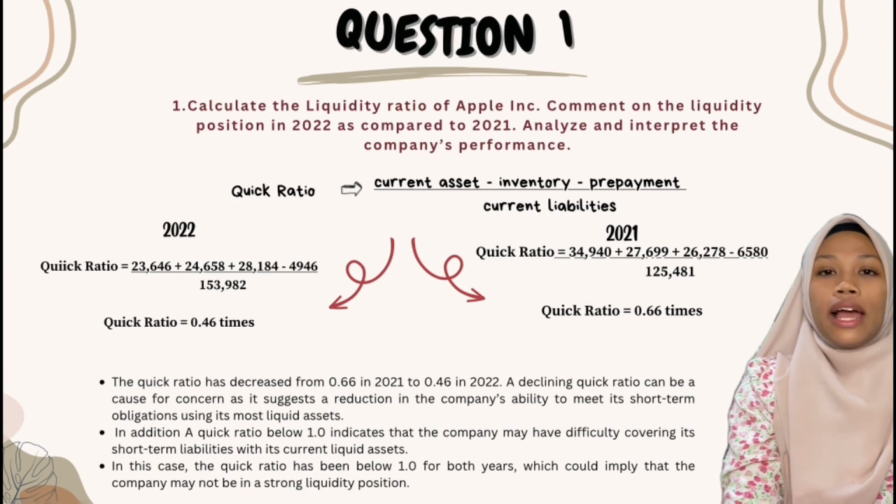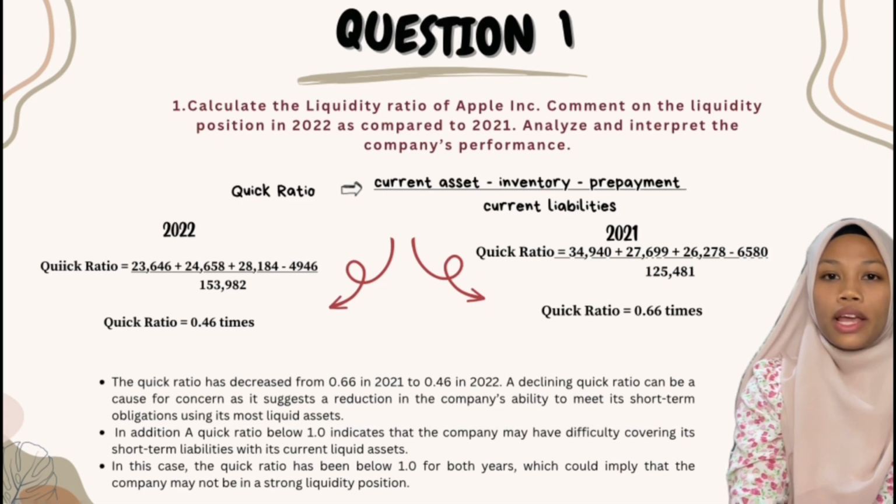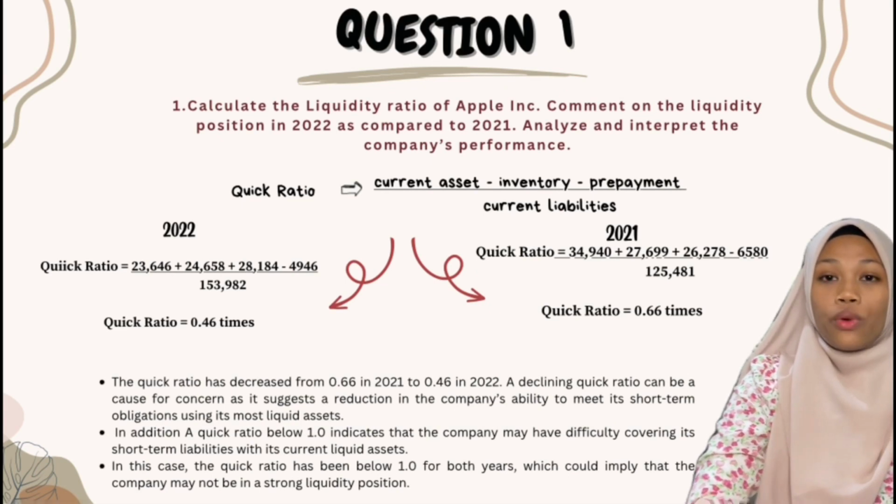So, to analyze and interpret the company performance, the quick ratio has decreased from 0.66 in 2021 to 0.46 in 2022. A declining quick ratio can be a cause for concern as it suggests a reduction in the company's ability to meet its short-term obligation using its most liquid asset.